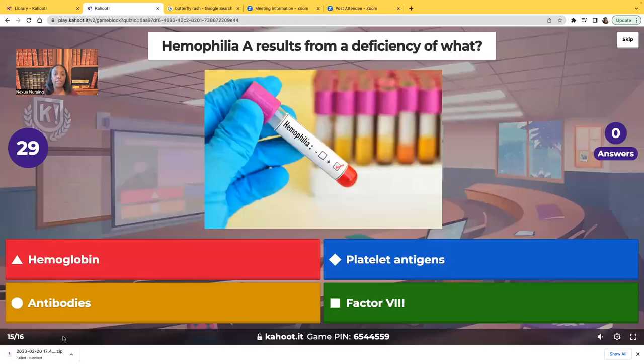Hemophilia A results from a deficiency of what? Is it hemoglobin? Is it platelet antigens? Is it antibodies? Or is it factor VIII? Hemophilia A.